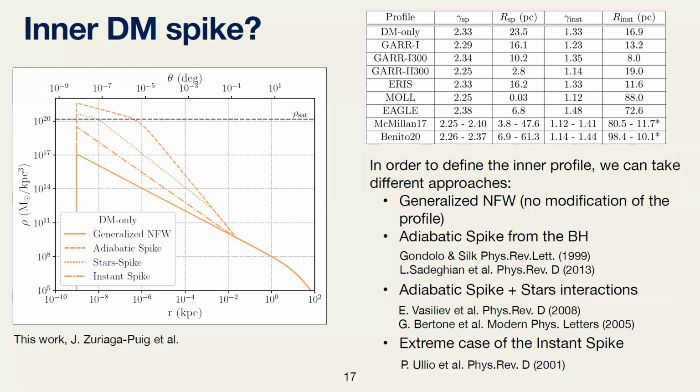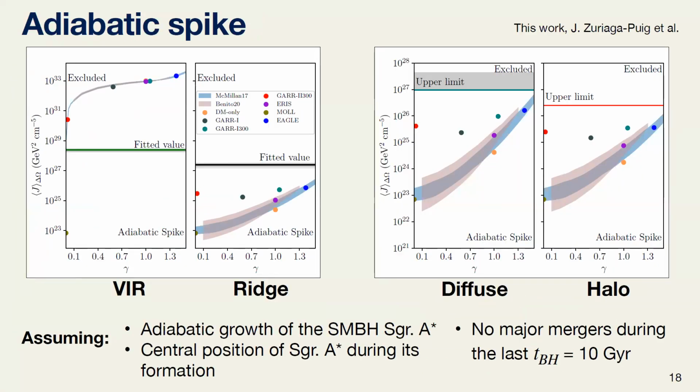We have done the same. We have computed the profile for each of our dark matter density models. And for the case of the adiabatic spike, we need to assume the adiabatic growth of the supermassive black hole, Sagittarius A star, at the central position during all of its formation, and that no major mergers have happened during the last 10 gigayears, more or less. And as we can see here from the very near region part, we can exclude almost every single model because the J factors computed are way above the ones given by the gamma ray data.